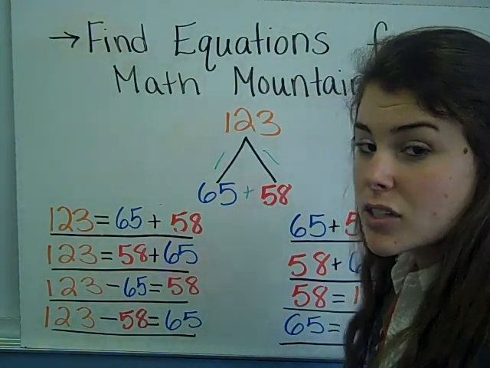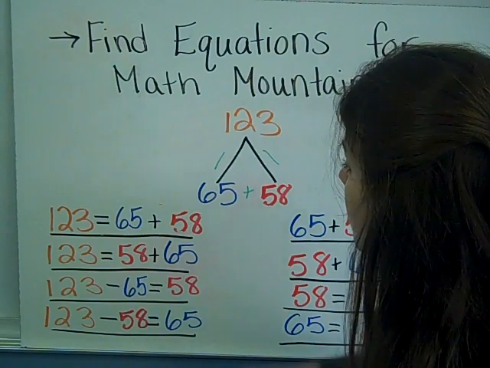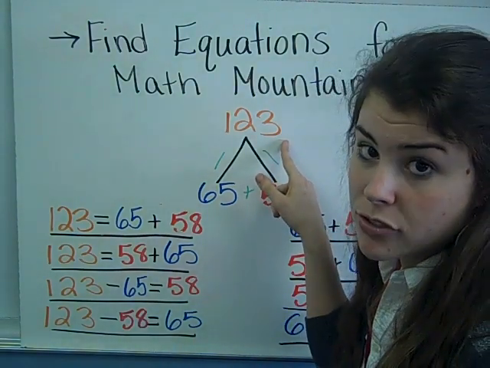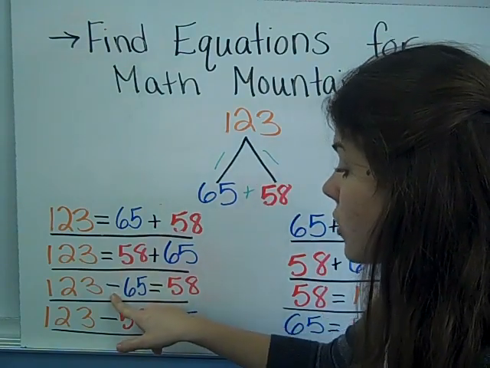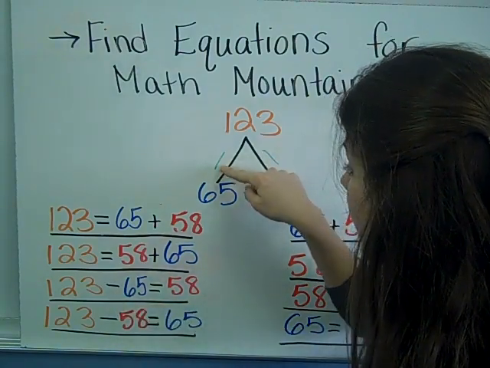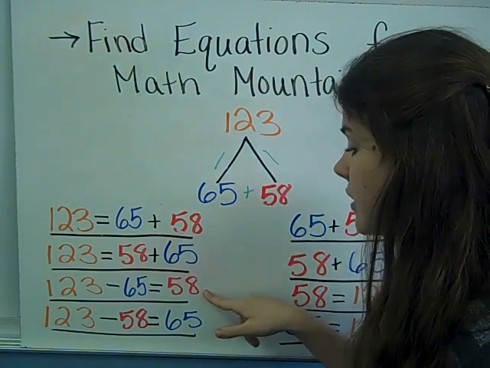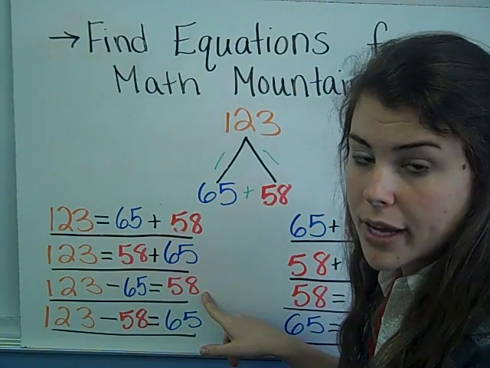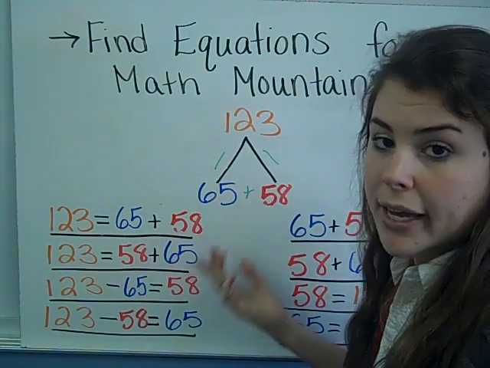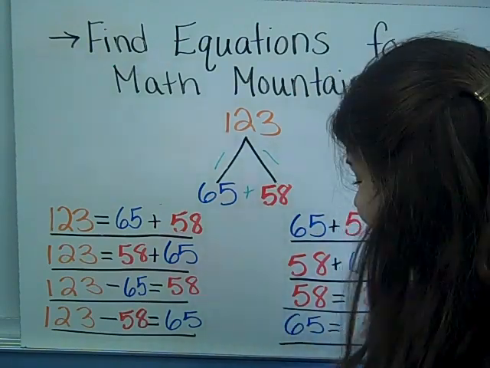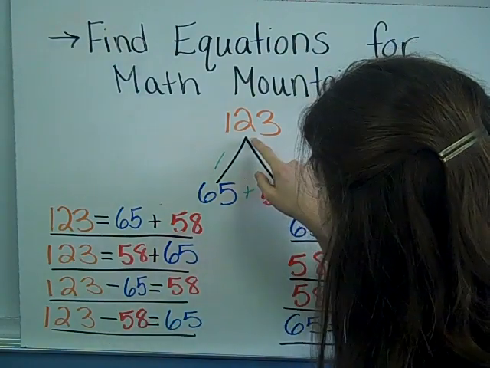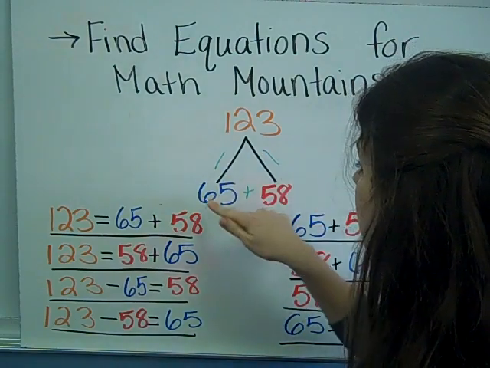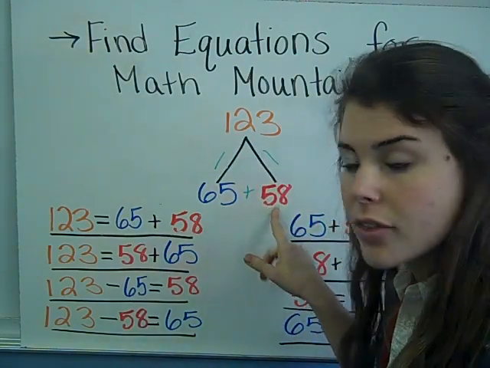Now, subtraction. This is the part that's a little bit confusing. Remember, just because your total is up here, it doesn't mean that's always your answer. Okay, so for this equation, 123 minus 65 equals 58. Your partner is still 58, but it's also the answer. Okay, so don't always think about my total as my answer, because if it's subtraction, it's not. Now, 123 minus 58 equals 65. So think of it as that triangle, okay? If you have 2 parts, you can figure out the third.